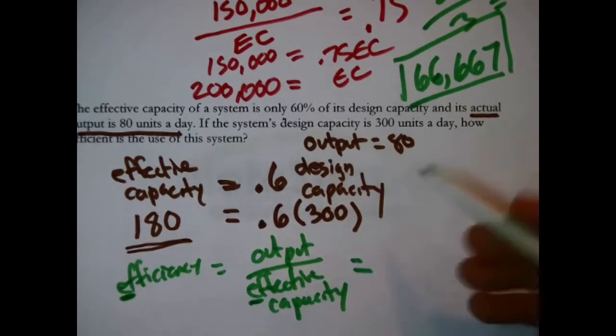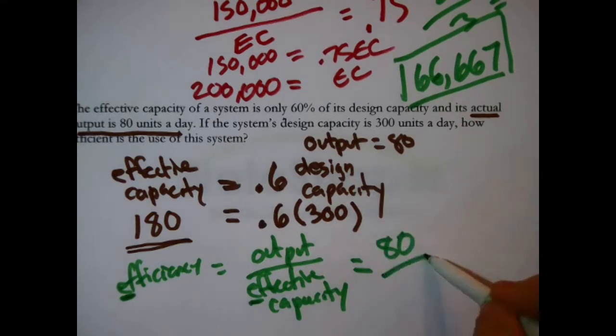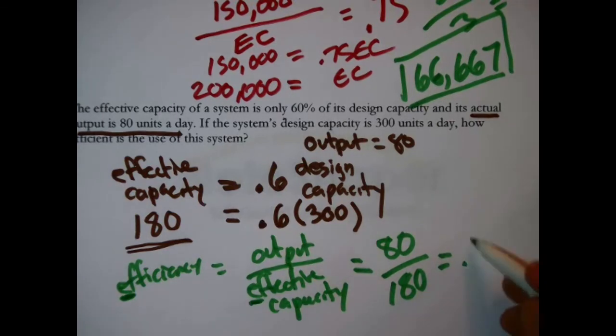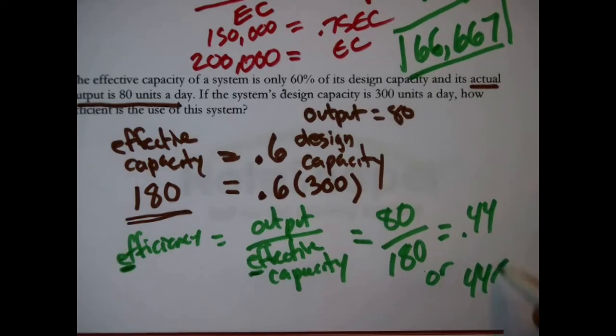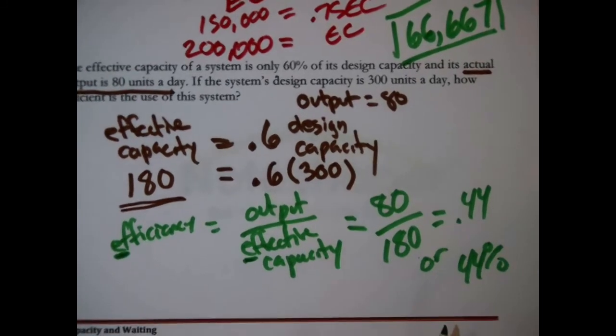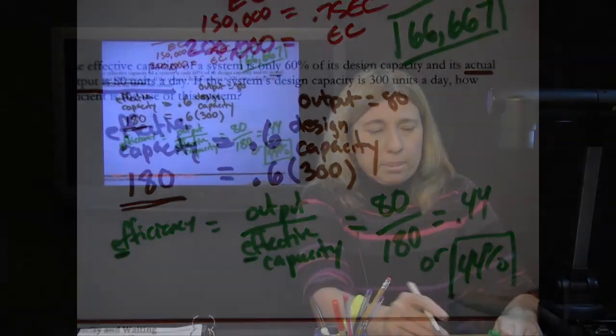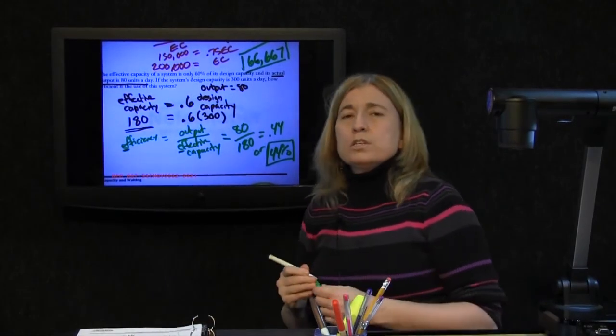And now I have everything I need. It's 80, right? Effective capacity is 180. 80 divided by 180, 0.44, or there's the answer, 44%. How efficient is the use of this system? 44%.